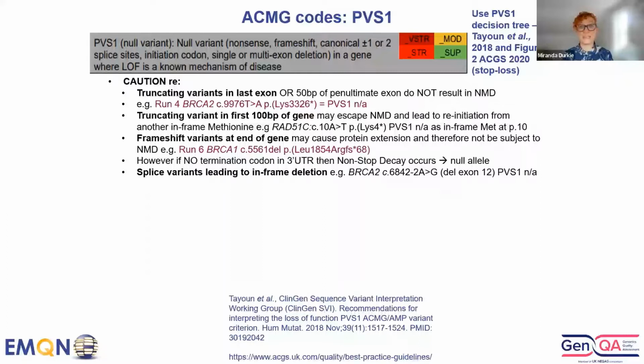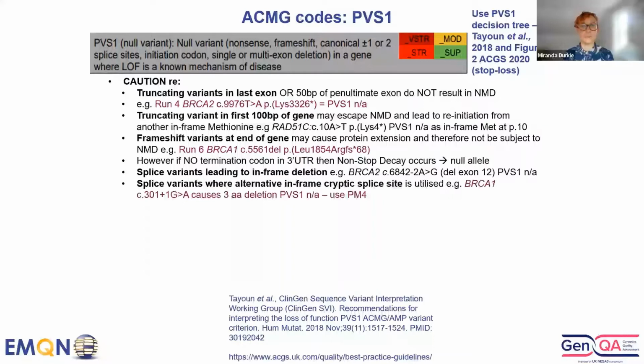So don't just apply PBS1 if you see a plus or minus one or two. Then there are also splice variants where you can get an alternative in-frame cryptic splice site. A good example is the BRCA1 c.301+1 G to A. This has been shown by RNA studies to cause a 3-amino acid deletion. So again, PBS1 really isn't the appropriate code to use here, and you'd be more wanting to use PM4, which is for in-frame insertions and deletions.